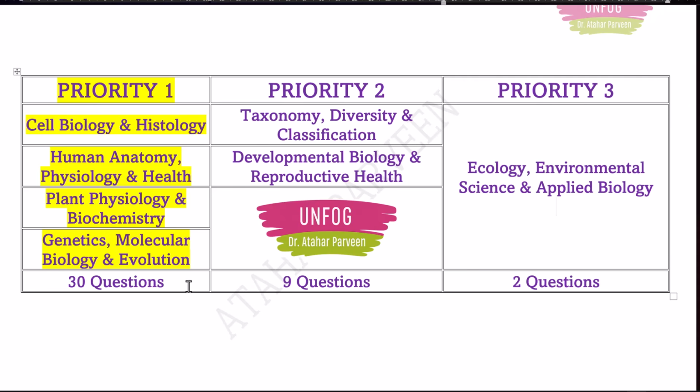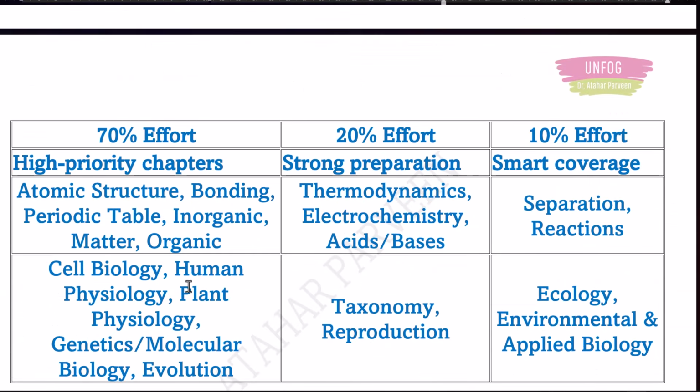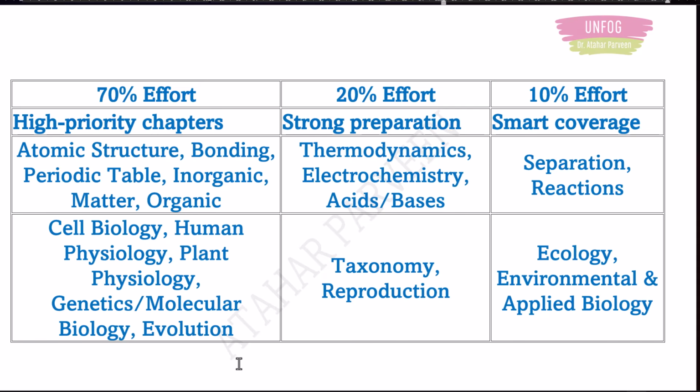So what are you going to do now? Together we have planned this for you. Your smart preparation strategy, this includes chemistry and biology, I am telling. For high priority chapters in chemistry, atomic structure, bonding, periodic table, inorganic matter and organic chemistry, so much you have to give 70% effort. Fully high priority chapters these are. Like that only, parallelly you can prepare for biology. You should go for cell biology, human physiology, plant physiology, genetics, molecular biology and evolution.